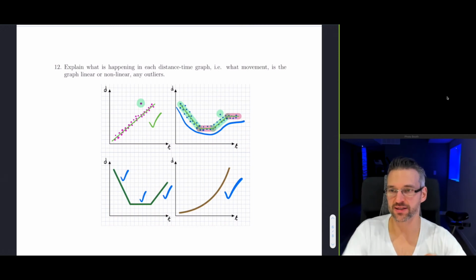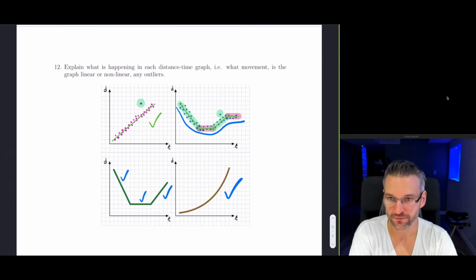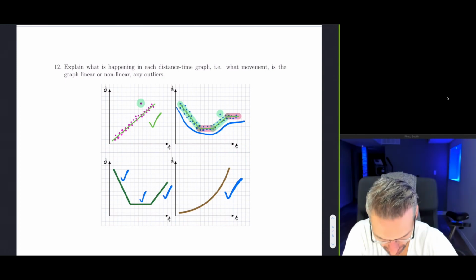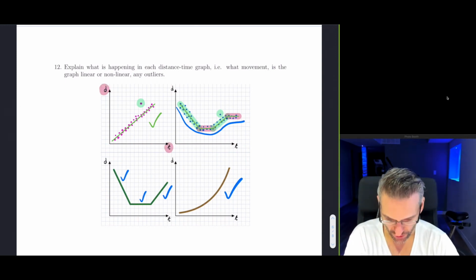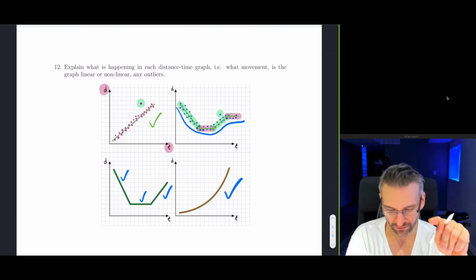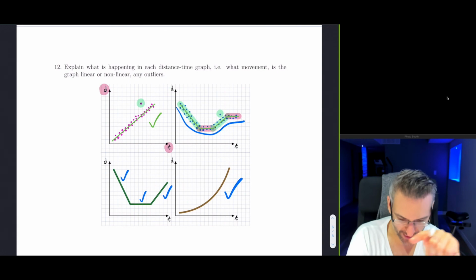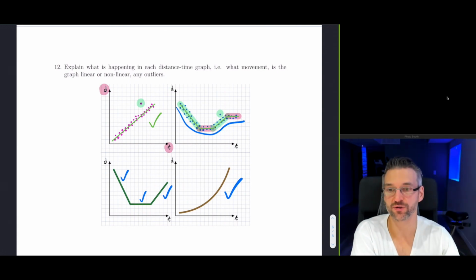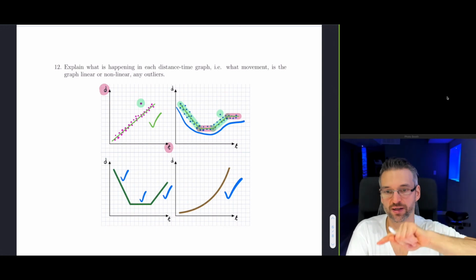Now it says in terms of movement. So what is the movement happening? Notice this is a distance versus time graph. So this is your distance, this is your time. The movement in the first one looks like we are moving at a steady pace. So we're getting further and further away in terms of distance, at a nice steady pace.